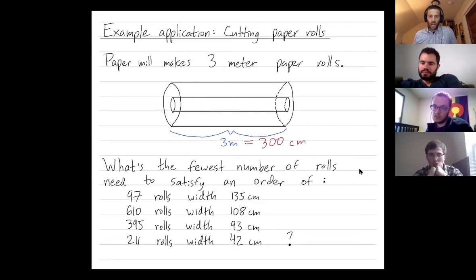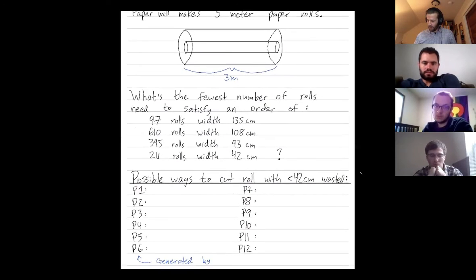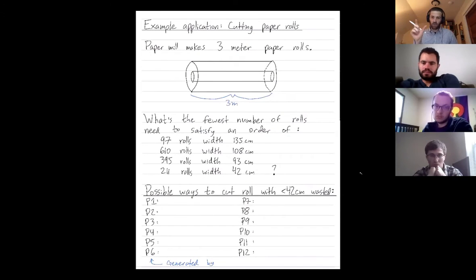So how are we going to turn this into a linear programming problem? First, we're going to write down all of the possible ways to cut a single 3 meter roll into smaller widths of size 135, 108, 93, and 42. So we're going to write down all the ways you might subdivide a 3 meter roll. And we only need to consider subdivisions that have gaps of at most 42 centimeters left over and wasted. So the first thing that we could do is have 2 times 135.